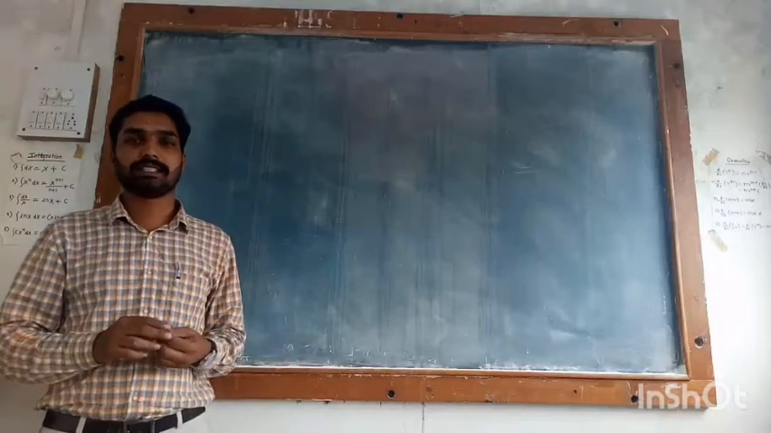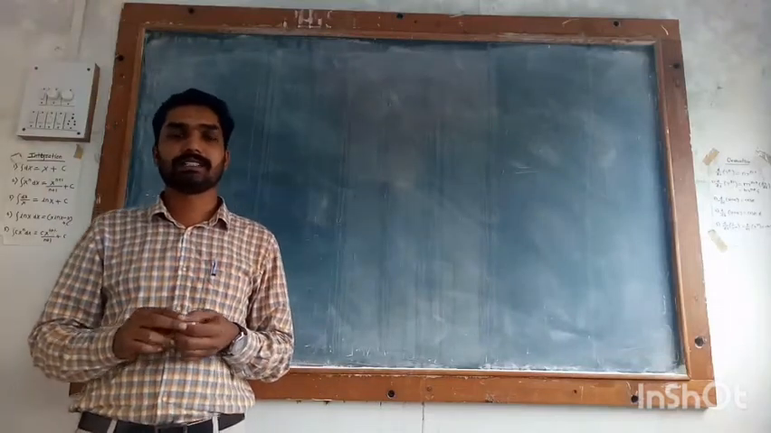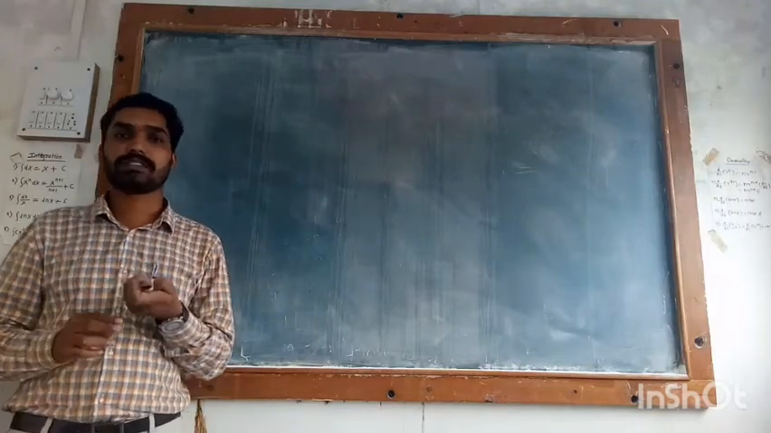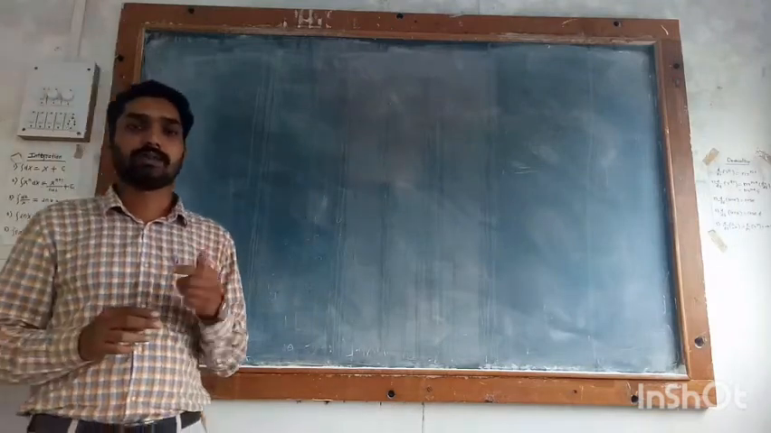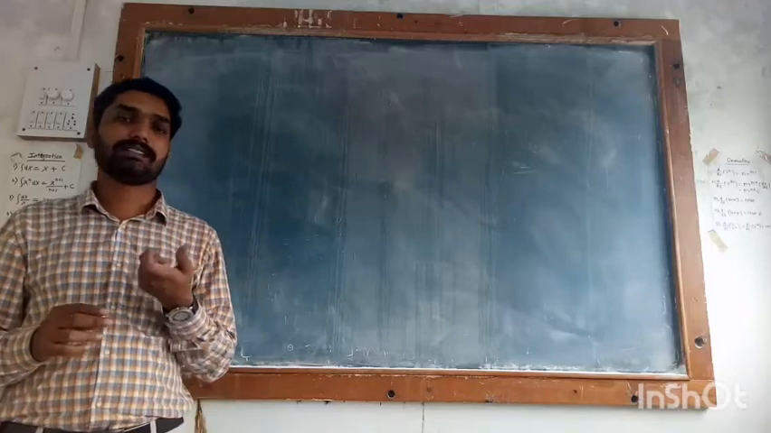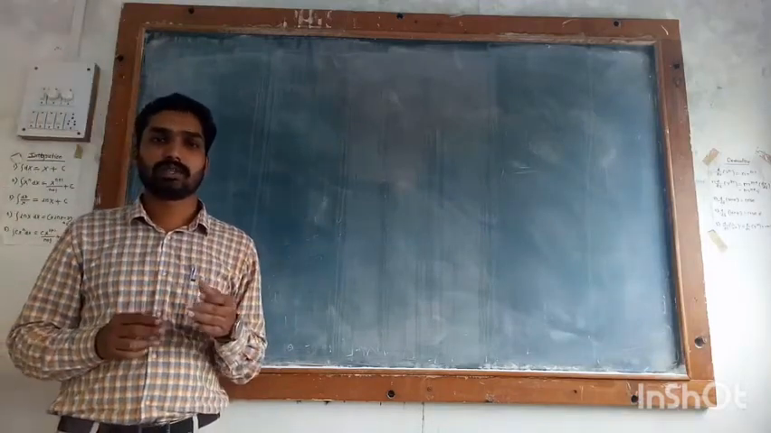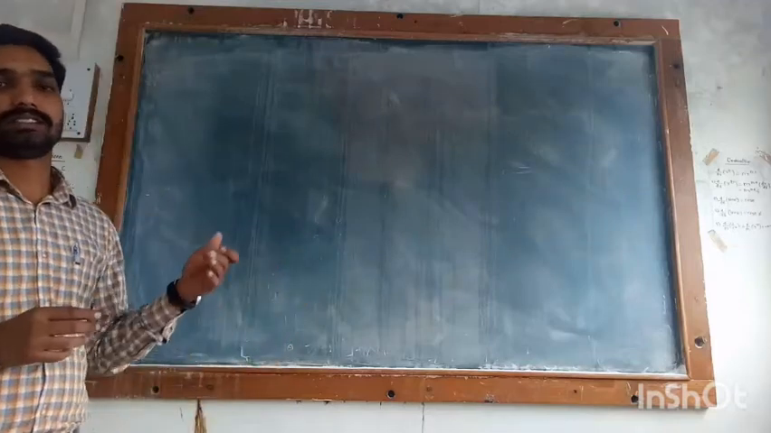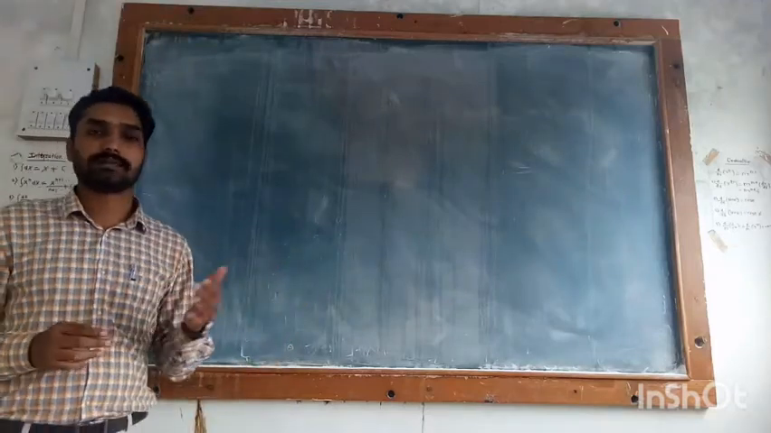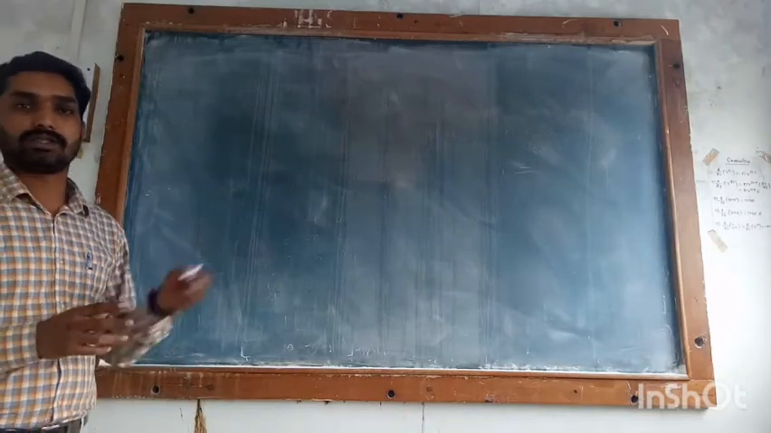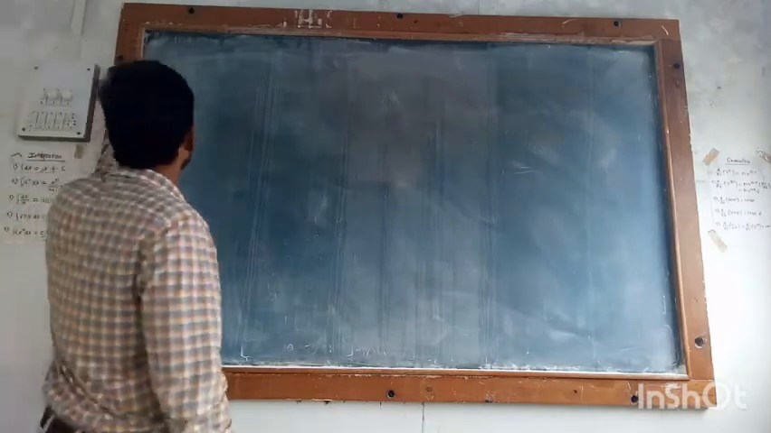Hello friends, in the previous lecture we have seen what is meant by conjunction of a proposition and disjunction of a proposition. Also we have studied what is meant by conditional statement and biconditional statement. Today we have to discuss examples on those four types of statement: conjunction, disjunction, conditional and biconditional statement. So let us take the first example.